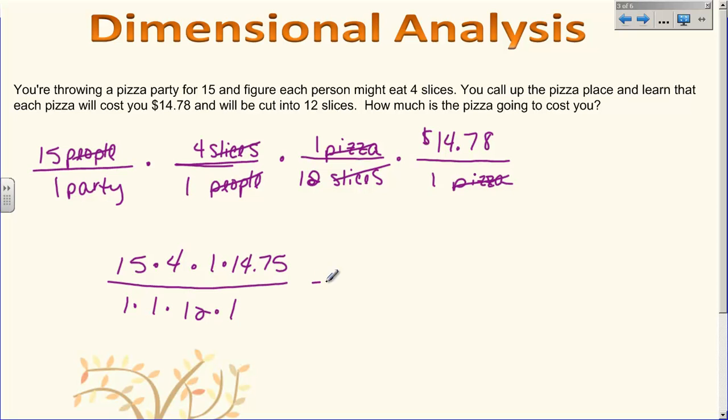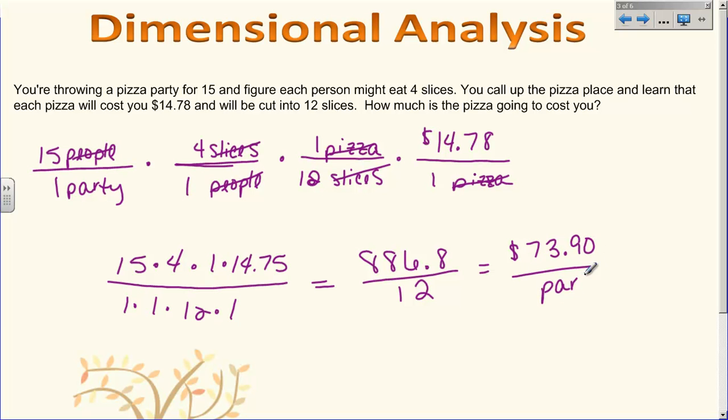Well, all the ones take care of each other, so let's multiply across the top. So I have 15 times 4 times 1, which doesn't change anything, times 14.78, which gives me 886.8. And that is divided by 1 times 12 times 1, which is 12. And if I divide that by 12, what I get is that it is $73.90 per party for the pizza. So the pizza is going to cost me $73.90 if all of these 15 people eat 4 slices and each pizza is cut into 12 slices at $14.78 a piece.